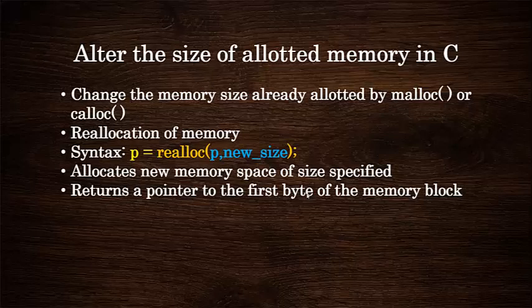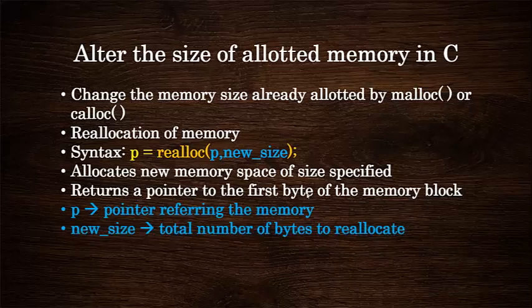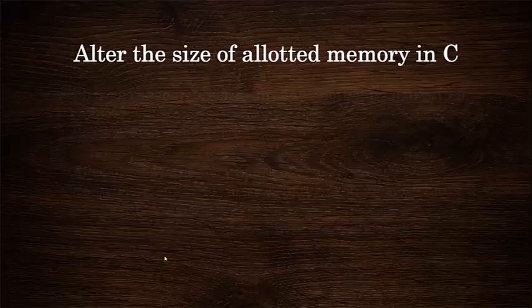Here you need not go for the typecasting. Why? Because the typecasting has already been done using malloc as well as calloc. So p is the pointer that is referring to the memory, and new size is the total number of bytes that you want to reallocate. If you give the size value as 0, it simply means that you are trying to deallocate the memory, or it explicitly calls the function free, which means you are erasing the memory location that has been available for the existing pointer. This is how you can alter the size of the allocated memory in C. But there are certain scenarios.